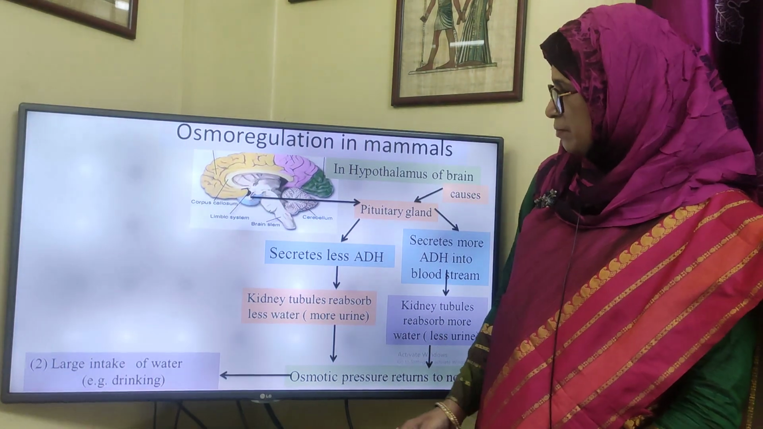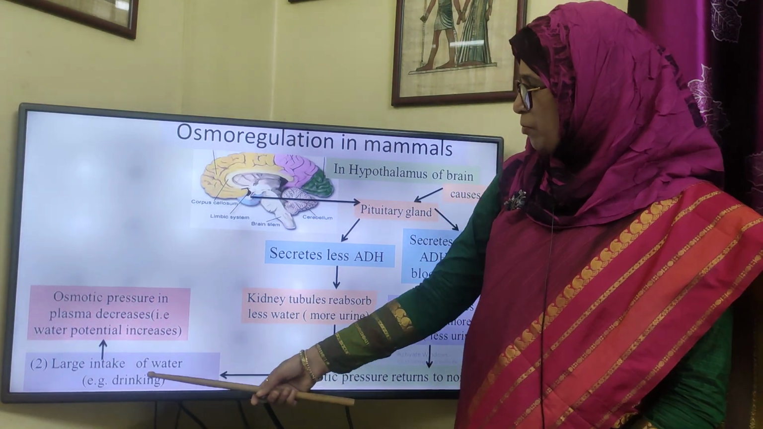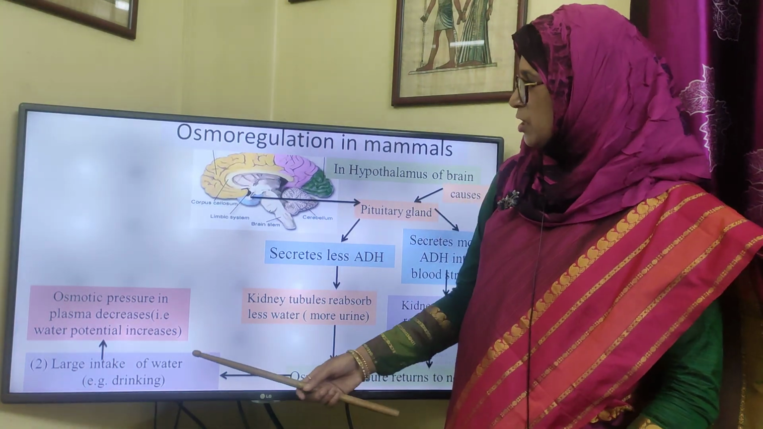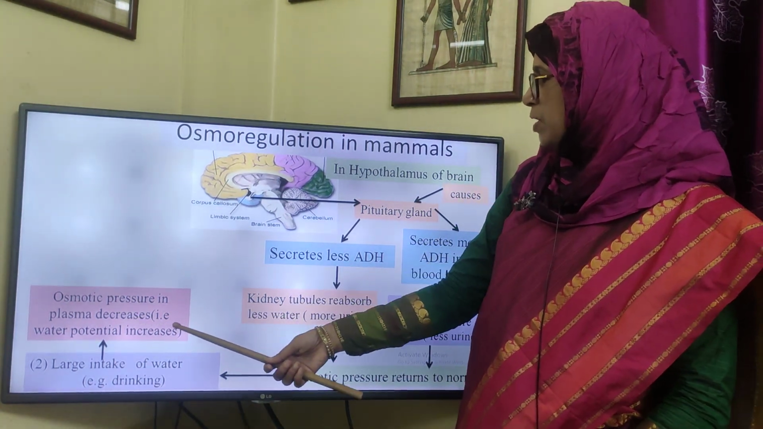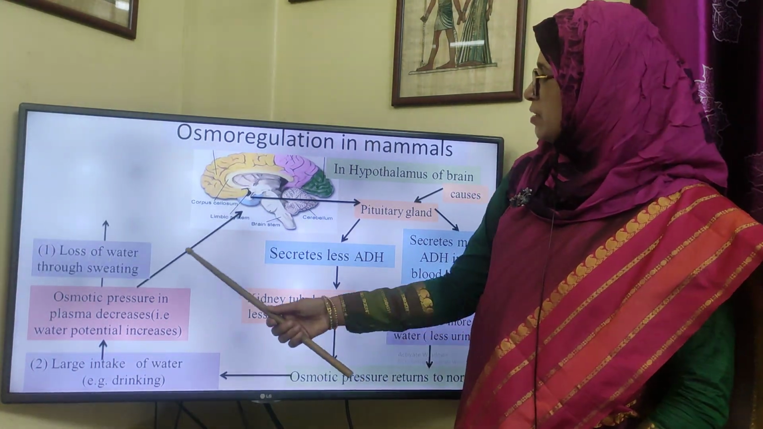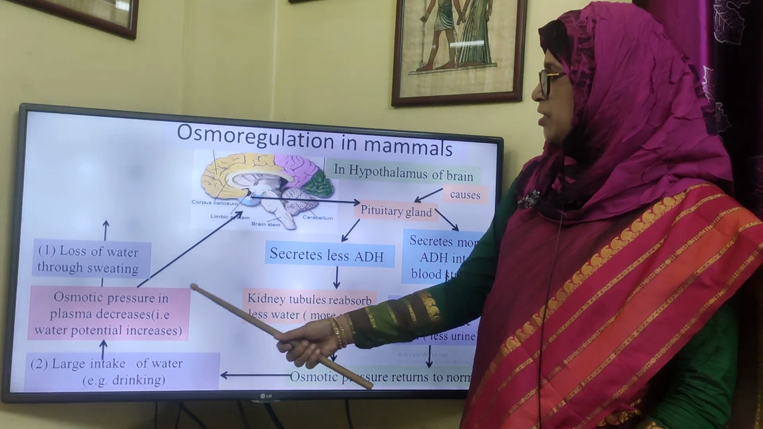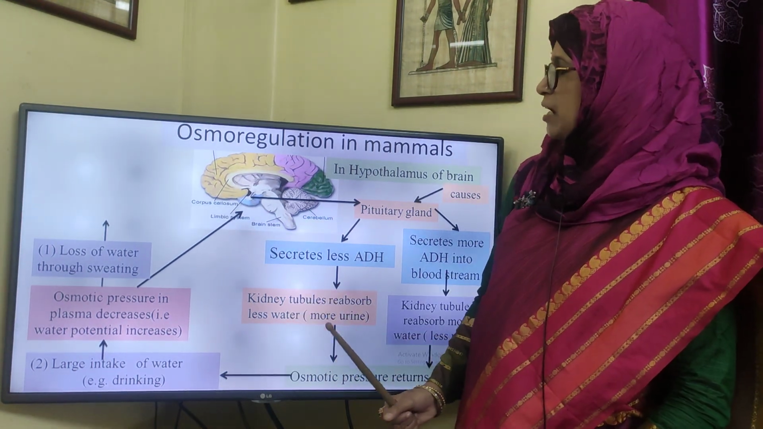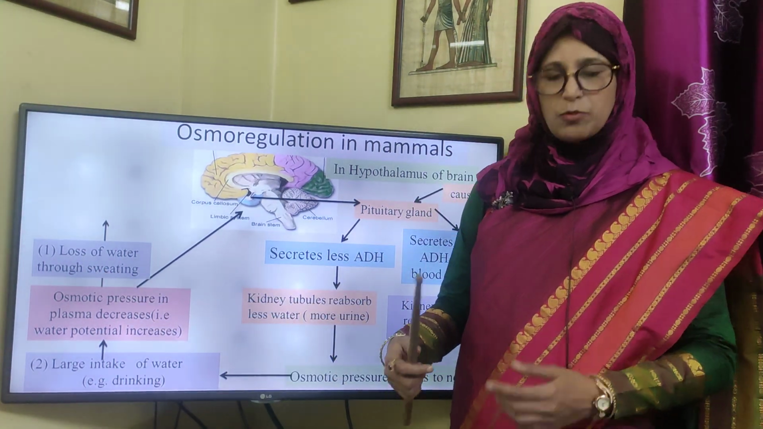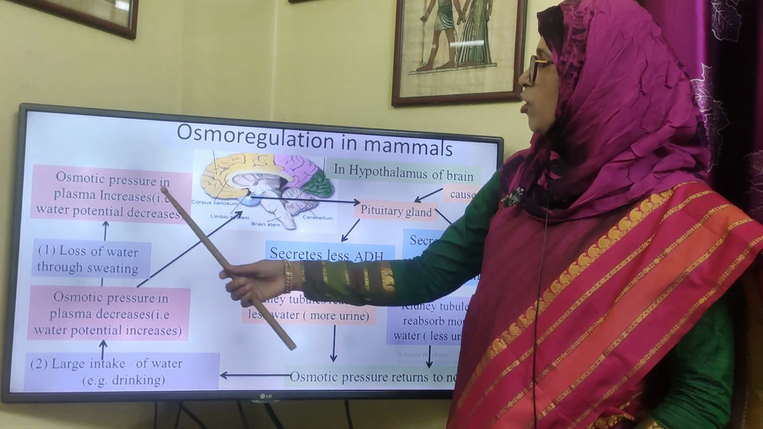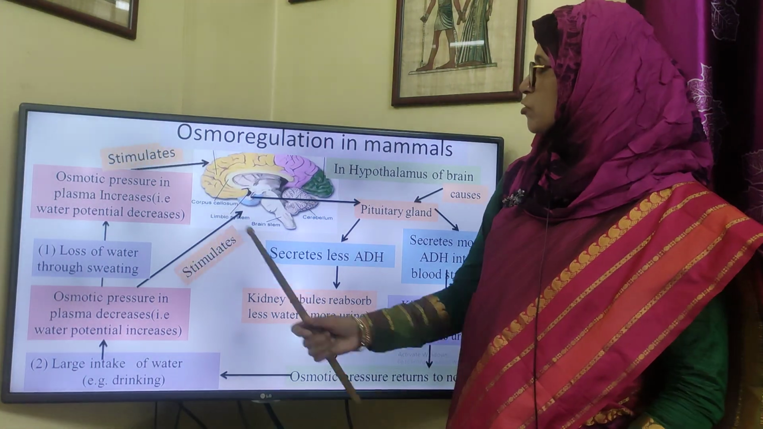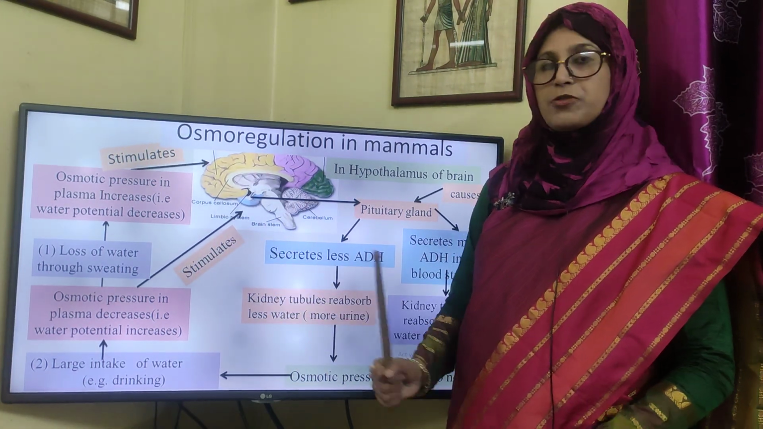But when we drink more water, what will happen? Osmotic pressure in plasma decreases, that is, water potential increases, and this stimulates the pituitary gland. Another case: when we lose water through sweating, osmotic pressure in plasma increases, that is, water potential decreases, and this also stimulates the pituitary gland.